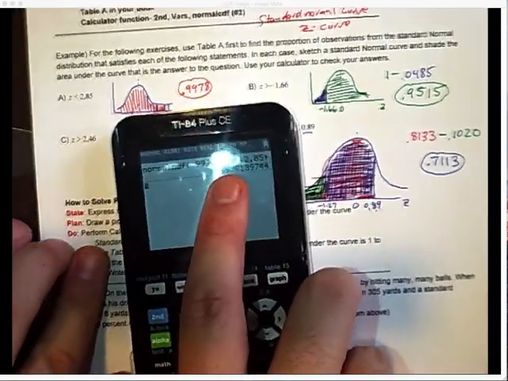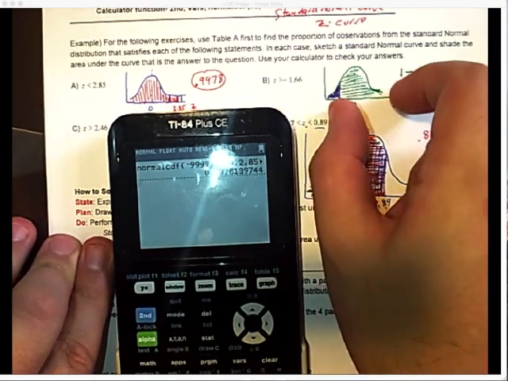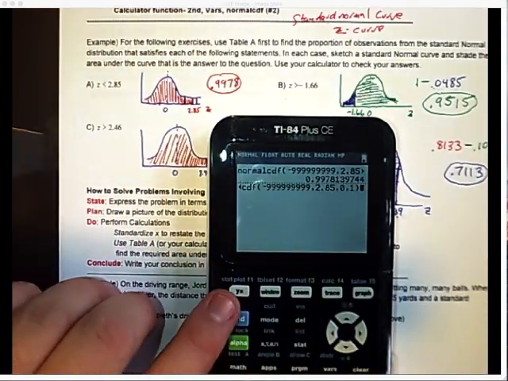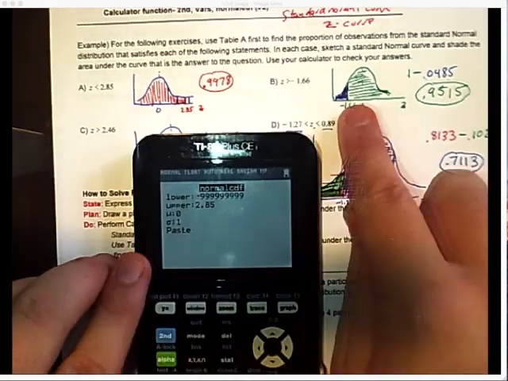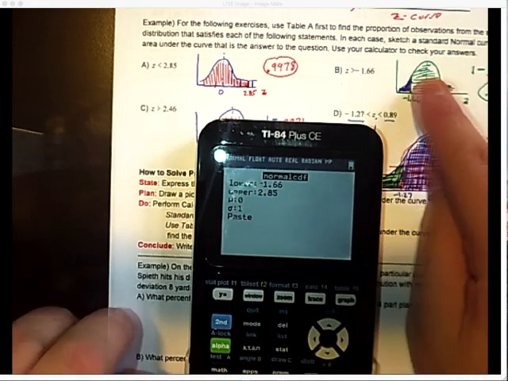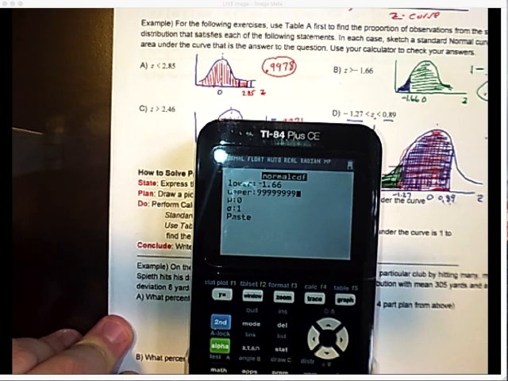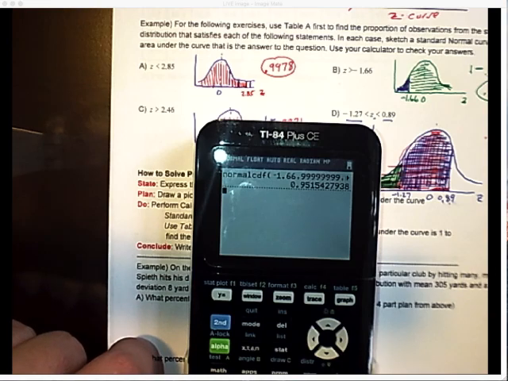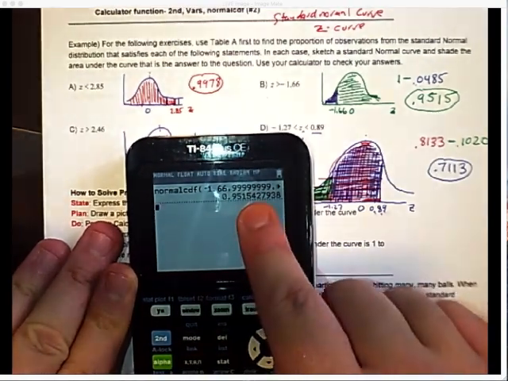Look at the second option here. What did we want to find? We wanted to find z is greater than negative 1.66, so we tried to find this green region. The nice part is the calculator doesn't care about left tail and right tail. So let's go back under normal CDF. Let's start at negative 1.66 as our lower bound. And how far does this go to the right? Well, it goes out to positive infinity. Can't put positive infinity, so we put a bunch of 9s. And we leave the 0 and the 1 alone. Paste. There we go, 0.9515. What did we get from the table? 0.9515. This is just a lot quicker.